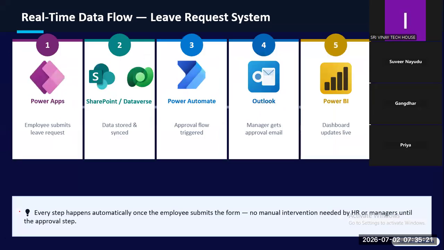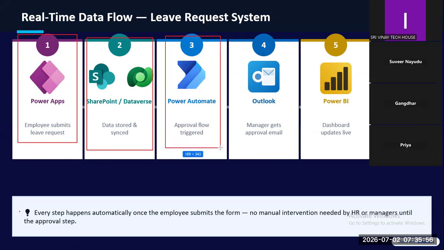This is a real-time data flow, basically. When we talk about Power Platform, this is the real-time data flow. If we take a leave request system as an example, the first point is Power Apps, where employees submit a leave request. As soon as the employee submits the leave request, the leave information and employee information is stored in the backend database, that is either SharePoint or Dataverse.